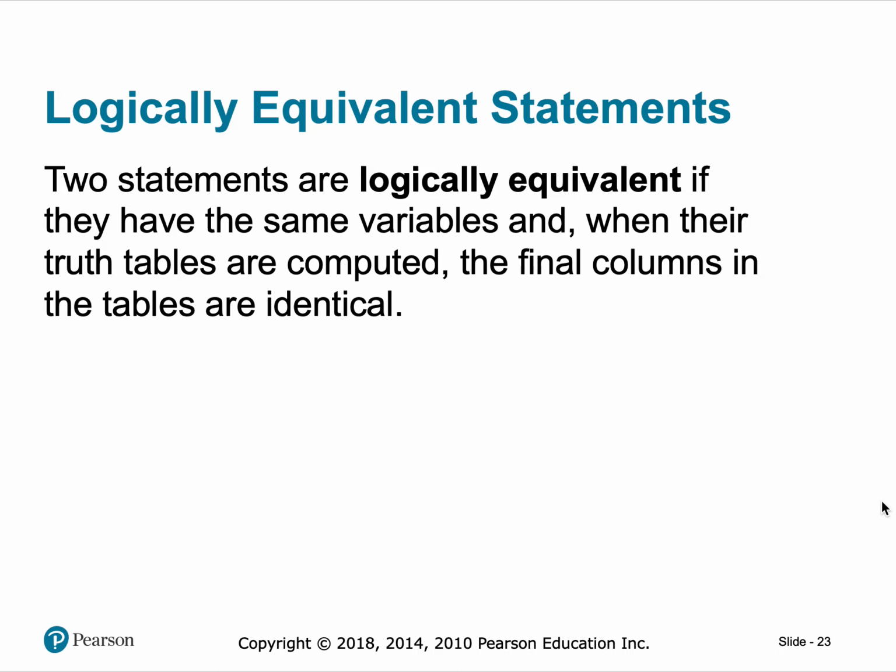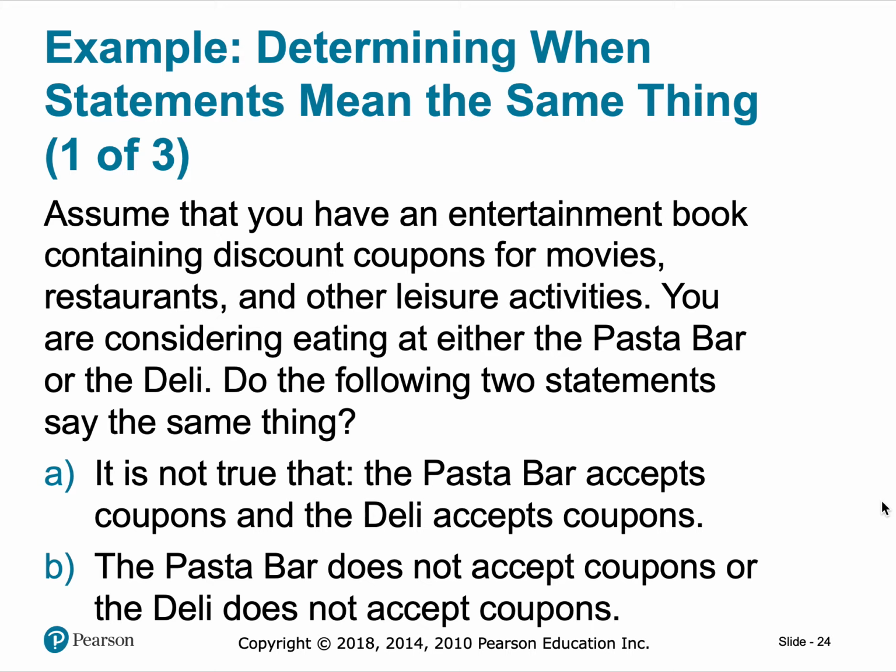2 statements are logically equivalent if they have the same variables, and when their truth tables are computed, the final column is identical for all situations. So that means they all have to be true or all be false. If I'm trying to determine if the statements are equivalent, meaning the same thing, I can look at the examples given on this page.